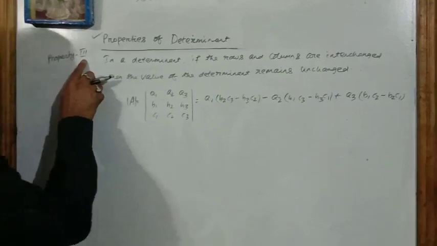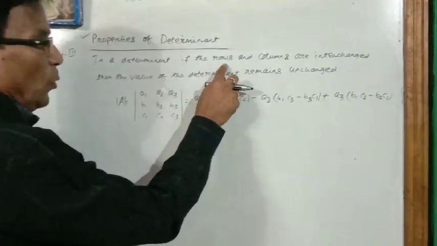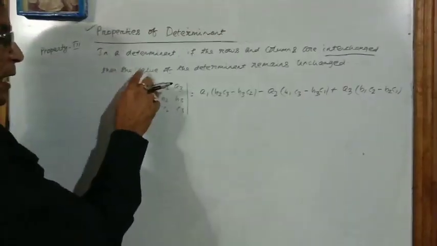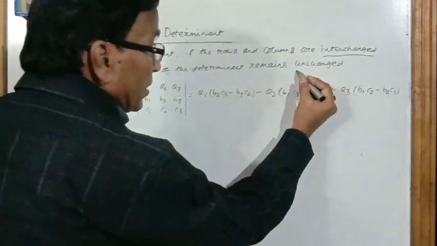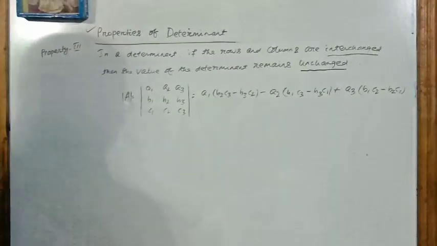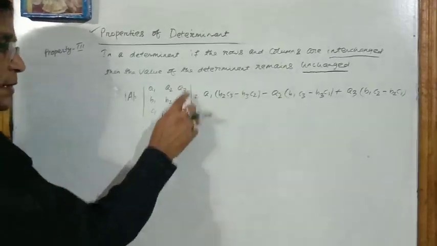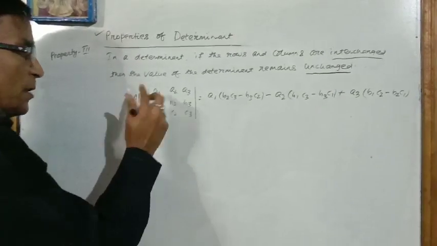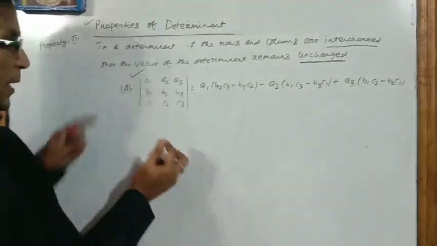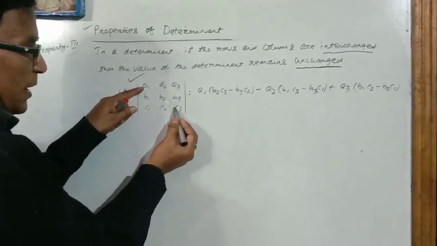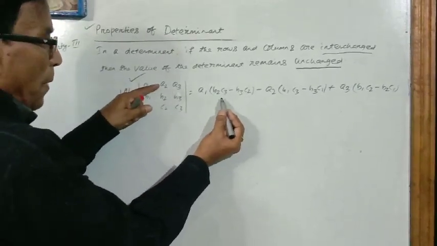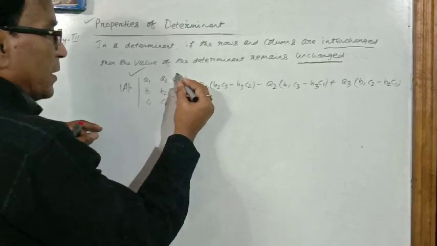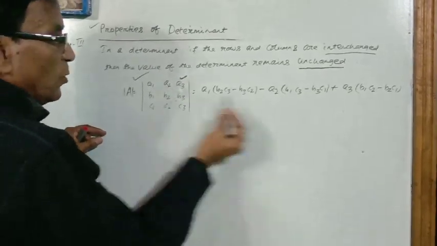Next is property 3. In a determinant, if the rows and columns are interchanged, then you remember that the value of the determinant remains unchanged. So here we will consider a determinant A, which is the determinant of A1, A2, A3, B1, B2, B3, C1, C2, C3. Let us find out the value of this determinant. So it is equal to A1 into B2 C3 minus B3 C2 minus A2 into B1 C3 minus B3 C1 plus A3 into B1 C2 minus B2 C1.